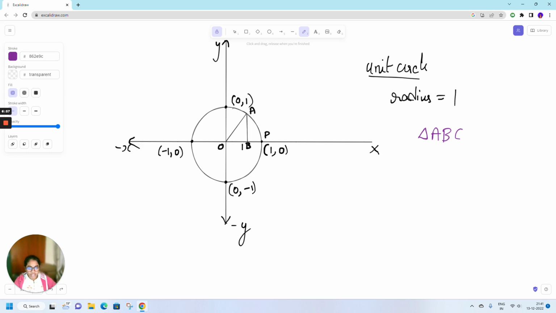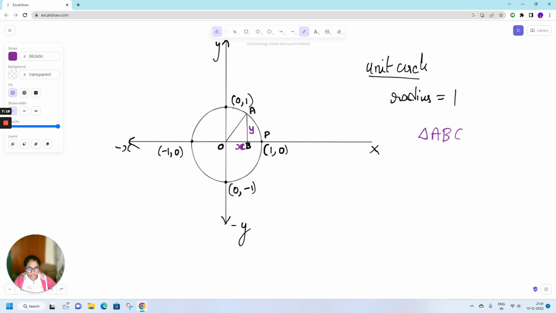See, AB is parallel to the y-axis, so let me take it as y. And let me take OB as x. The value of OA is 1, but OB we don't know the value of, so let me take it as x.